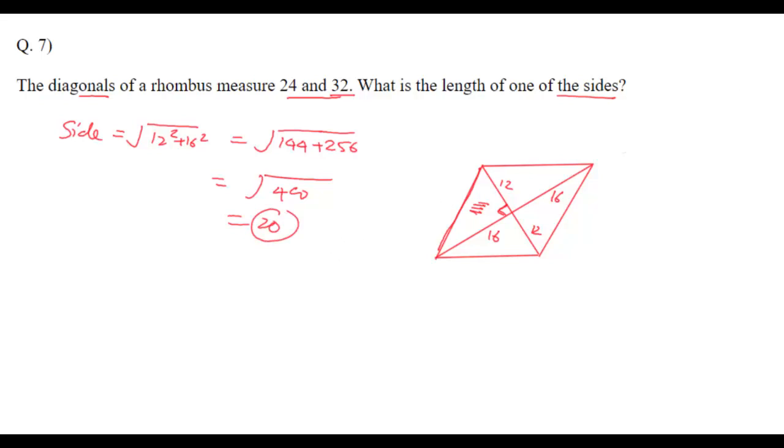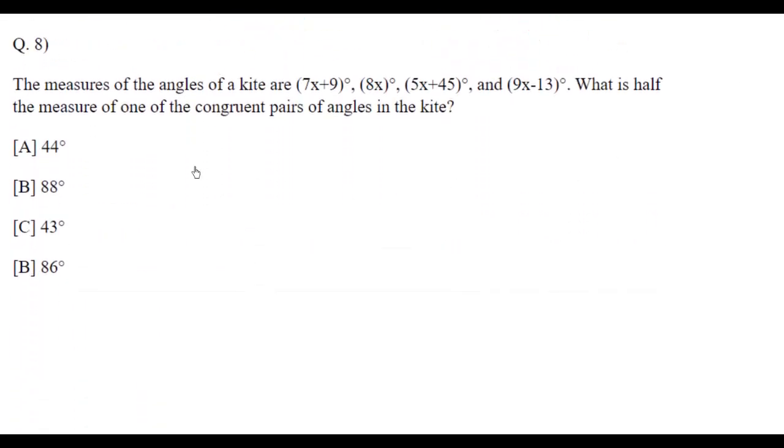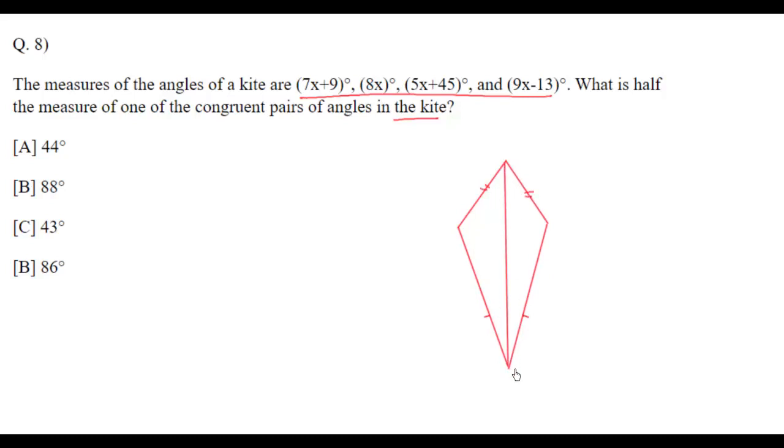Let's move to the last question. Here it says that the measure of the angles of a kite is this much. What is the half measure of one of the congruent pair of angles in a kite? So if I draw a kite, this is how the kite looks, correct? These two sides are equal, these two sides are equal, and in a kite the larger diagonal bisects the smaller diagonal at 90 degrees, correct? So these two lengths are also equal.